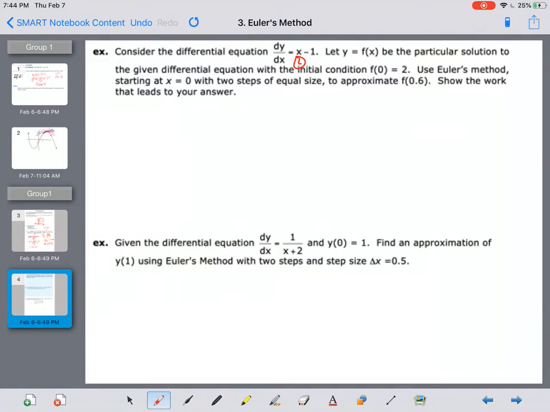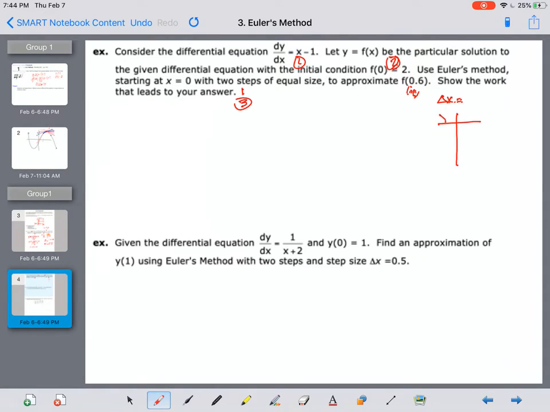Remember, f of x is just the antiderivative of this dy dx, which means our starting point is right there. It says use Euler's method starting at x equals 0, so just reiterating, with 2 steps. So there is my 3 to approximate f of 0.6. So there's the 4th thing I need. So again, what I'm doing is I'm going to do 2 things. I'm going to figure out my change of x, and I'm going to create a table.